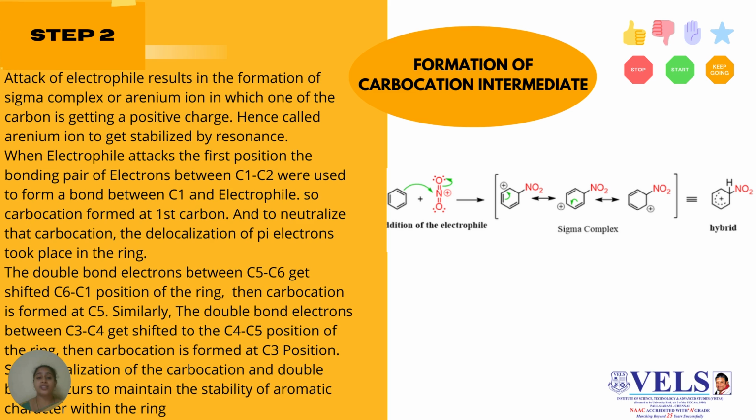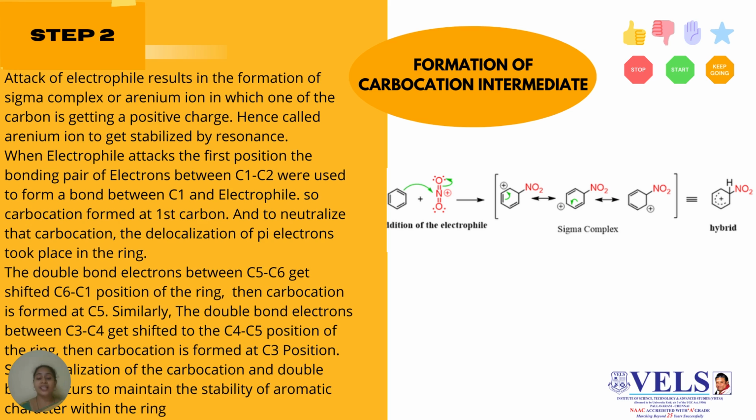So, attack of the electrophile results in the formation of a sigma complex or arenium ion, in which one of the carbons is getting a positive charge. That's the reason it is called a carbocation, or sigma complex, or also called an arenium ion. This arenium ion will get stabilized by its resonance structures.